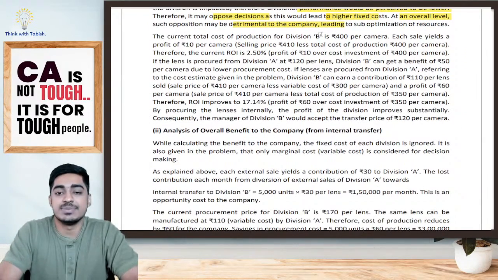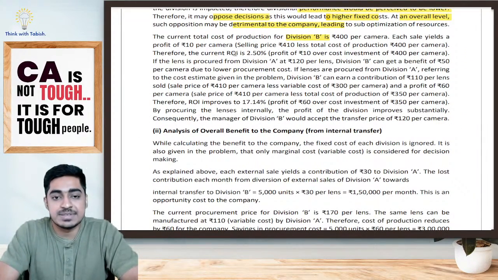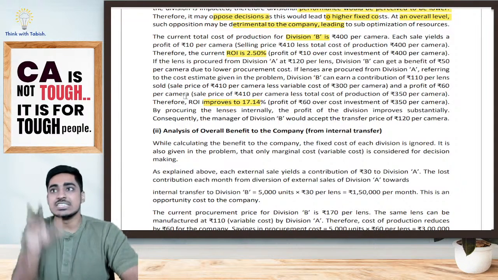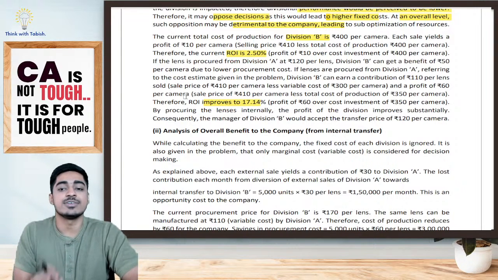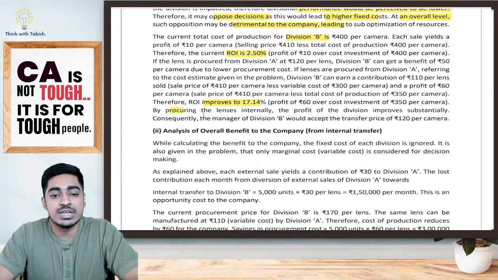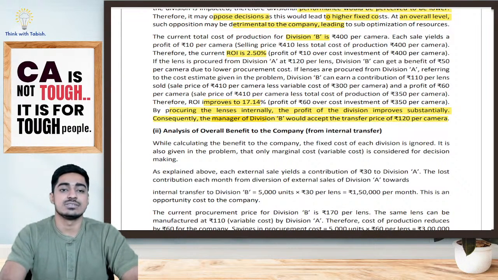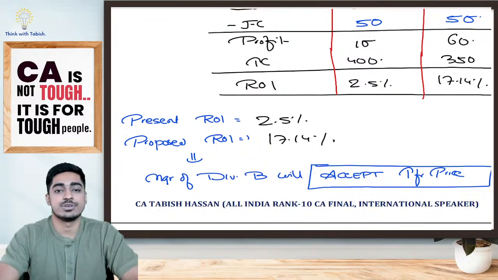Okay. Division B. At present 2.5%. Proposed is 17.14%. Nothing is given in the paragraph. The calculation which you have done in the form of a statement, they have done in the form of a paragraph. So by procuring lens internally, the profit will increase. The manager of division B will accept the transfer price. This is the first part of the question.